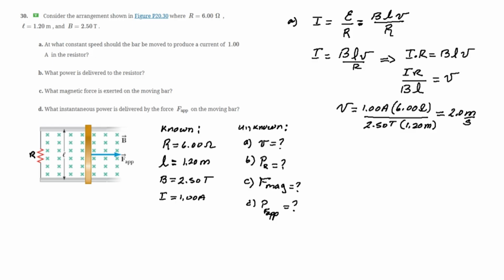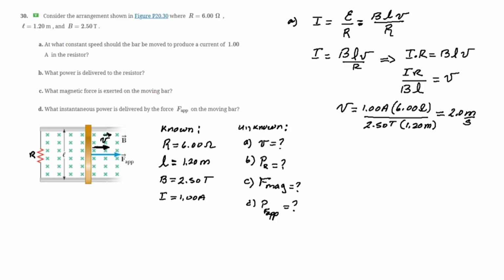So with a speed of the bar moving, in this case, in the direction of the applied force, of 2 meters per second, we will have the current of 1 ampere passing through the resistor.